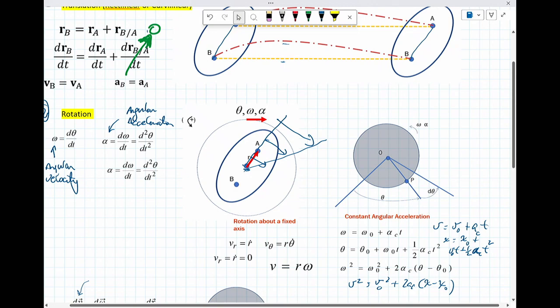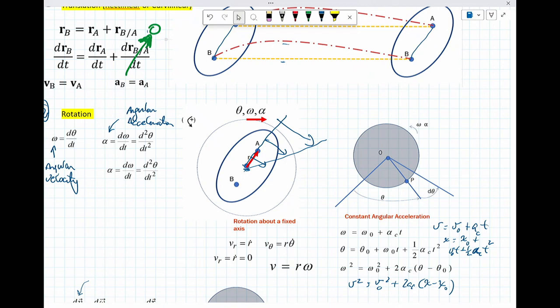If you have rotation about a fixed axis, then you can say V_r is equal to r dot, and in that case, r dot doesn't change. So you're going to see a lot of problems where you have a pinpoint, it rotates around, and V_r is equal to 0. V_theta is equal to r theta dot, or V equals r omega.